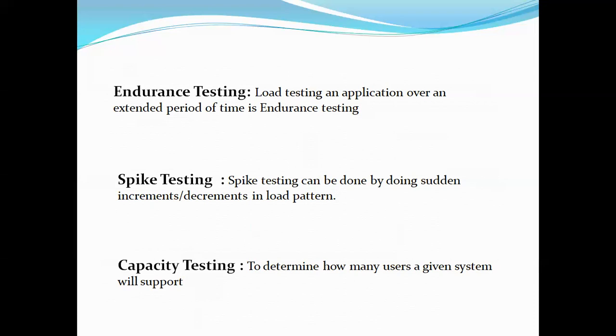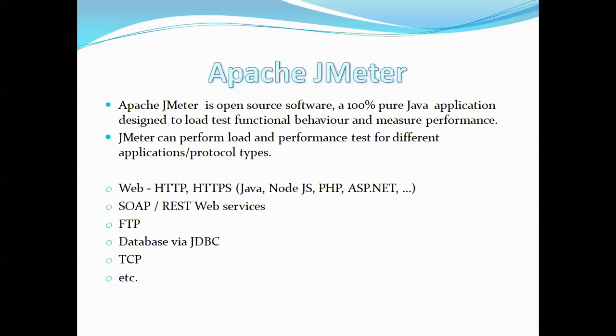A spike test is nothing but sudden increments or decrements. For example, I will run with 500 users, and maybe suddenly I will increase it by 500 more. If I suddenly increase by 500 users, whether my application is able to sustain or not, that is a spike test. Capacity testing is finding up to how many users my application is able to handle.